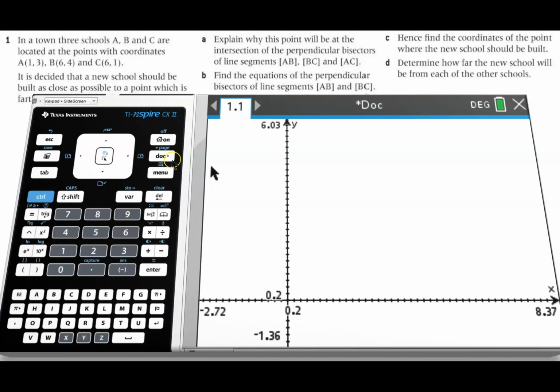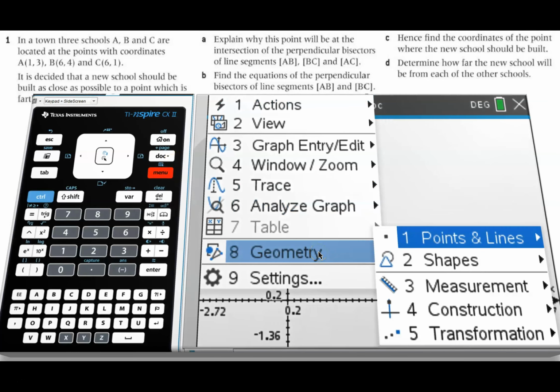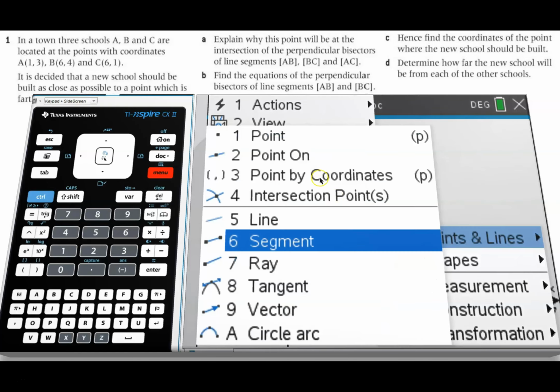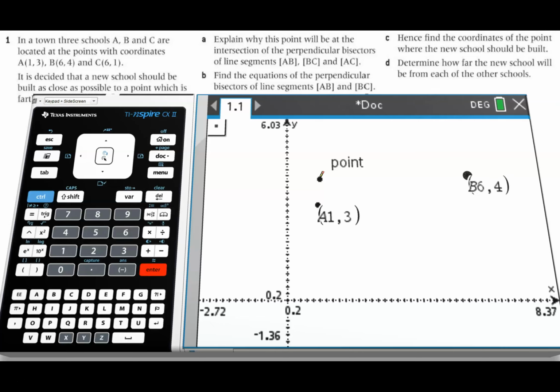I've already created a Cartesian space that's big enough to accommodate it all. So first thing I'm going to do is put all the points down. In geometry, I need to list them by coordinates, and I've left them exposed at the top of the screen there. 1, 3, 6, 4. Open a new set of brackets. 6, enter, 4, enter, and 6, 1.